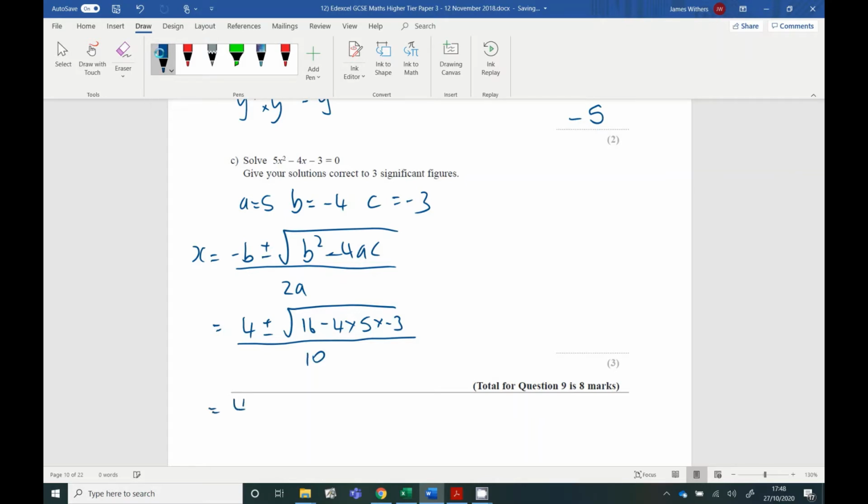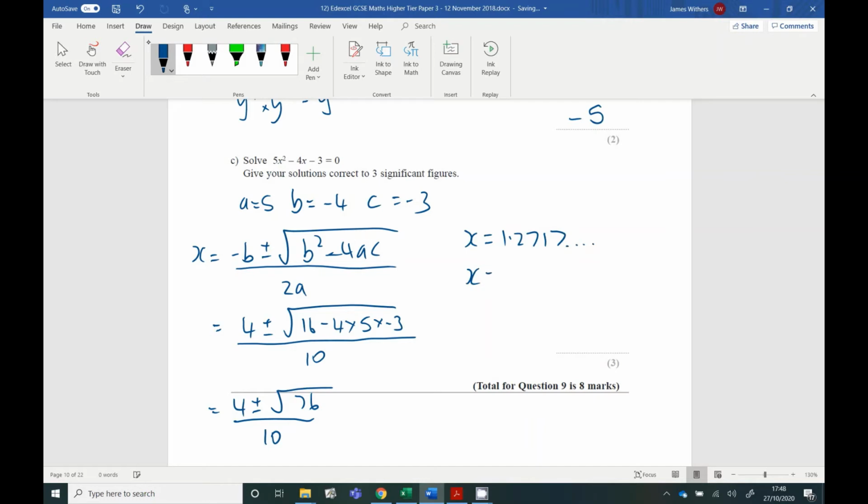So that's 4 plus or minus the square root of, now minus 4 times 5 is minus 20, minus 20 times minus 3 is plus 60. So 16 plus 60 is 76 all over 10. So our first solution is going to be 4 plus root 76 all over 10. So putting that into a calculator, 4 plus root 76 equals, divided by 10 equals, press the SD button, I get 1.2717.